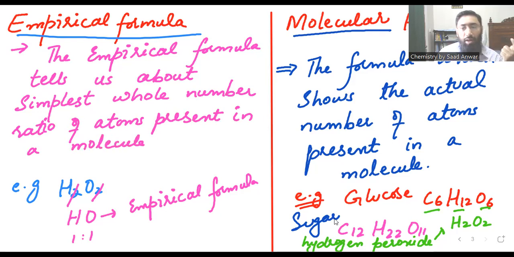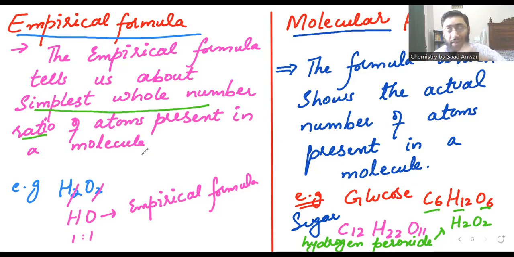So empirical formula tells us about the simplest whole number ratio. Simplest whole number ratio means the value should not be in fractions or decimal points. Like benzene, an organic liquid. Its formula is C6H6. This is the molecular formula of benzene.